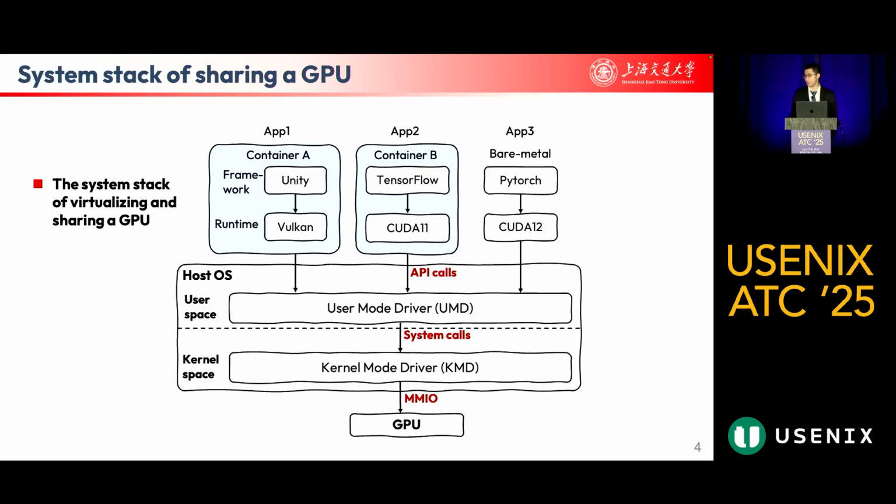So GPU sharing is basically about intercepting these messages across different layers. You can intercept at the API call level, at the system call level, or at the MMIO level. In this case, we want to intercept the request and either delay it or schedule it based on the sharing portions.